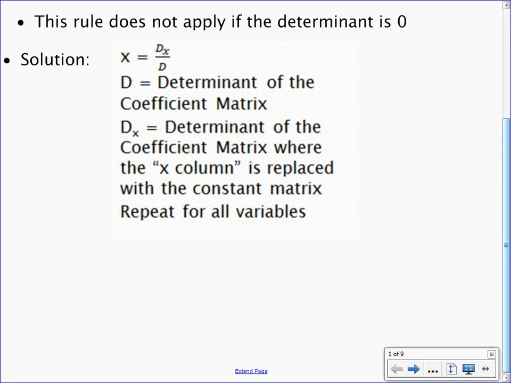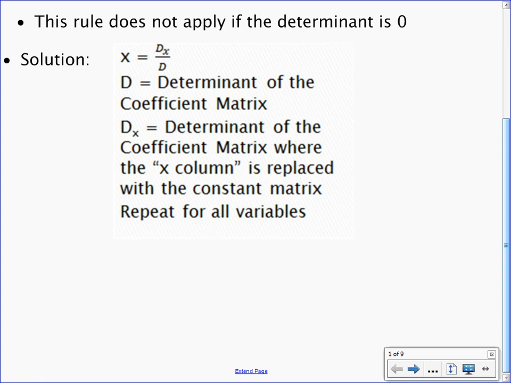If we want D sub y, we're going to take the y column and replace it with the constants of our system. Now when I say constants, which numbers am I talking about? If I have like 6x plus 3y, the 6 and 3 are our coefficients. If you have 6x plus 3y equals 2, 2 is your constant.